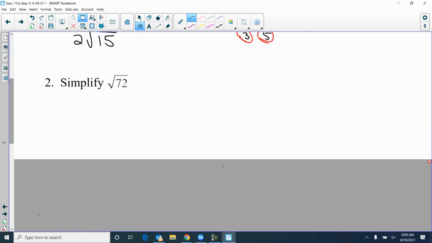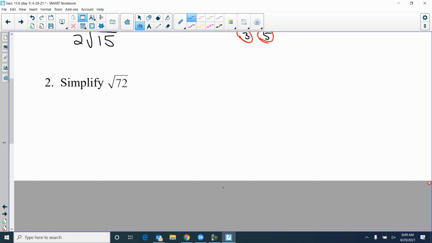So we want to find those pairs. Square root of 17, not going to do that one. 72, we're going to have to do the factor tree with that.